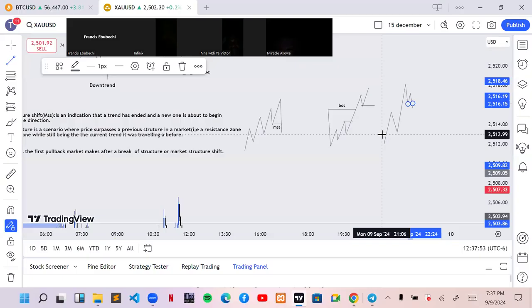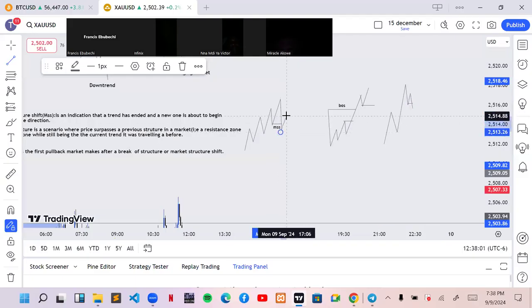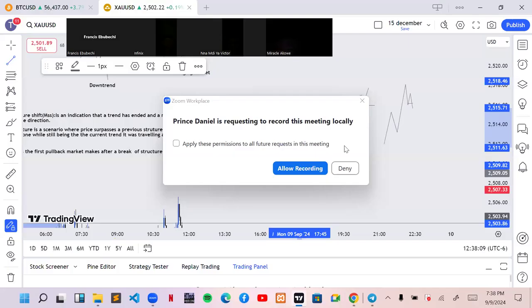It's the first pullback that the market makes after a break of structure or a market structure shift. So in the market structure shift, for example, this is a market structure shift. The market will do something like this, make a first pullback, then go down. Eventually, it will come and sweep that first pullback and trigger the main point of interest before eventually going down.